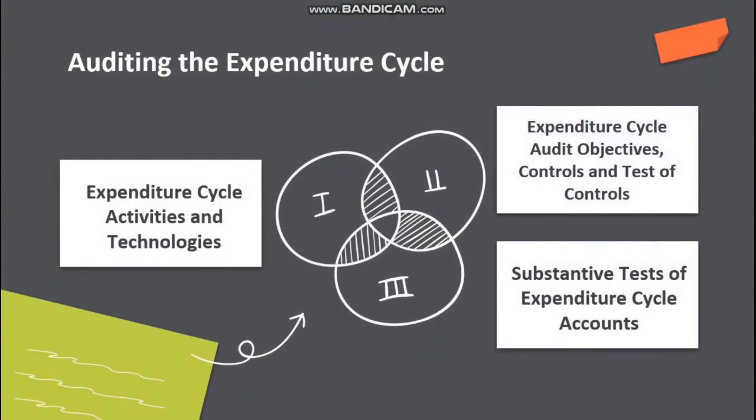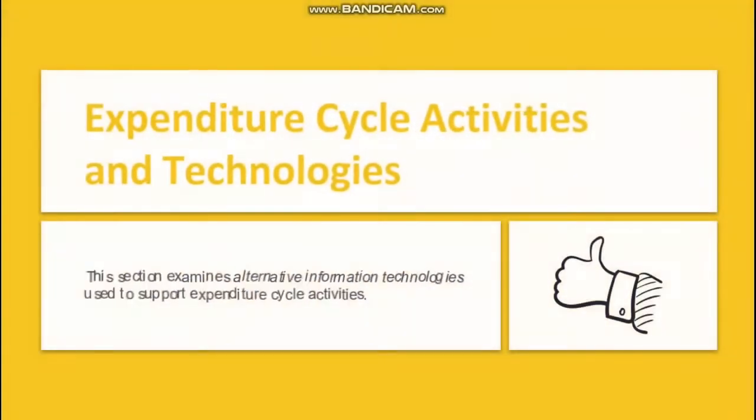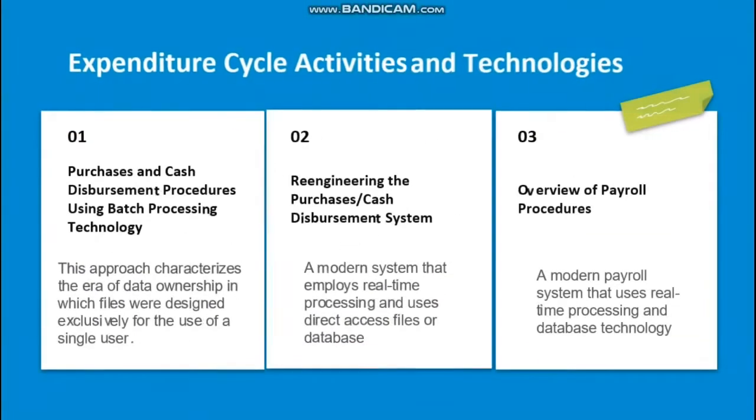I'm going to discuss the first section, which is the Expenditure Cycle Activities and Technologies. This section examines alternative information technologies used to support expenditure cycle activities. There are 3 of these alternative information technologies.